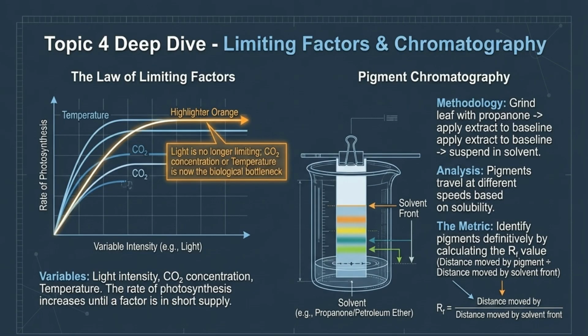But the engine can only go as fast as its slowest part. That's the law of limiting factors. If light intensity is high but the rate of photosynthesis flatlines, then CO2 concentration or temperature has become your bottleneck. We also use chromatography to identify pigments. Calculate your RF values by dividing the distance the pigment moved by the distance the solvent moved. It's a definitive ID every time.